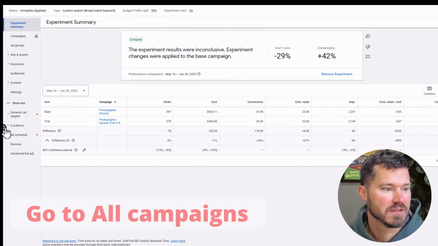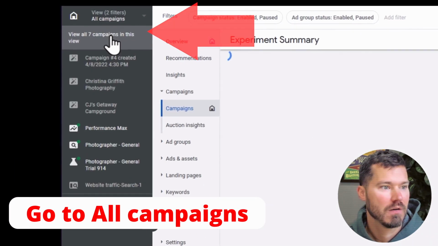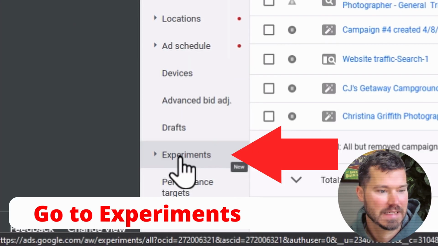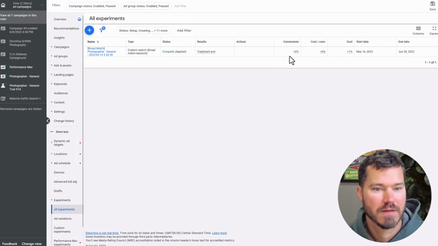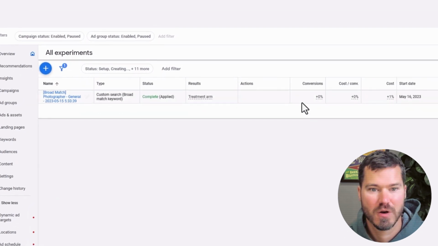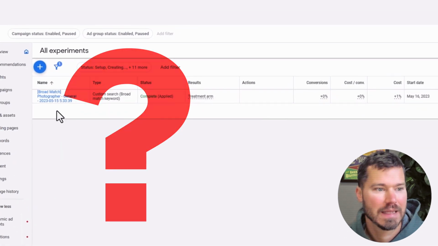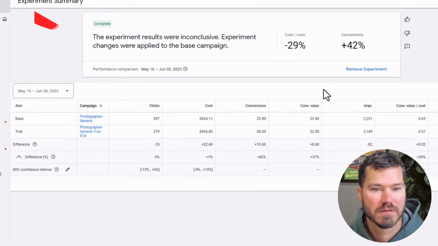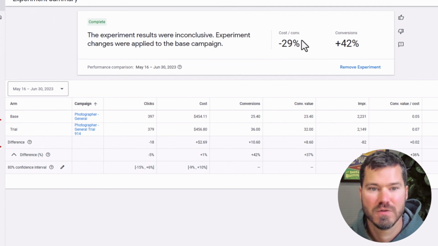So to get to these results, you need to go to all campaigns in your account. So click all campaigns in the top left and then click experiments. And then right now the results for some reason don't show. This seems to be like an error. You got to click on the actual experiment, the link here, in order to get into the real results. So right at the top, it's going to show you the 2 metrics you chose. So I typically use cost per conversion and conversions. You see cost per conversion went down 29% and conversions went up 42%.